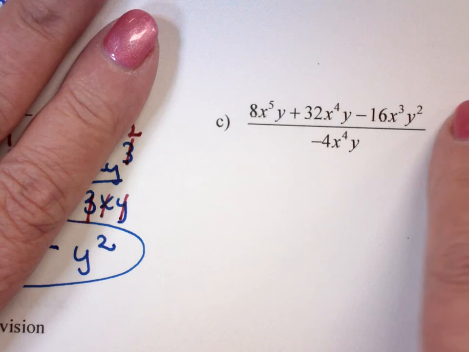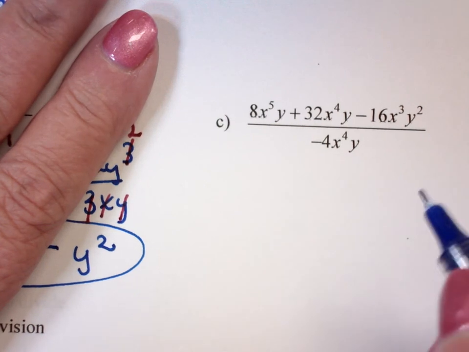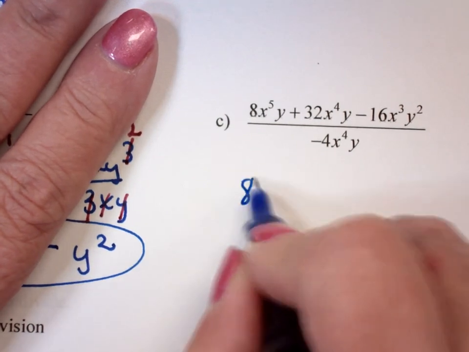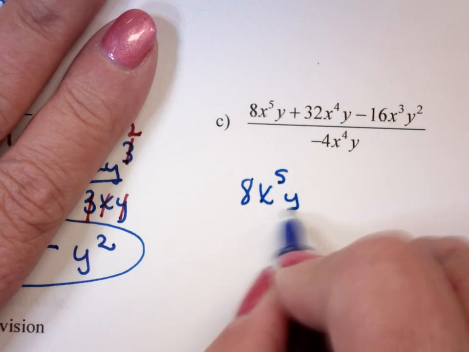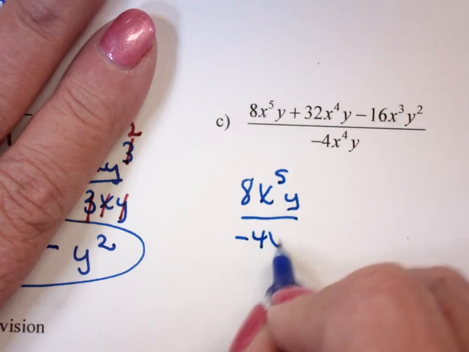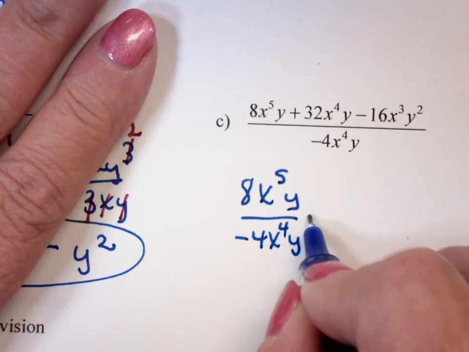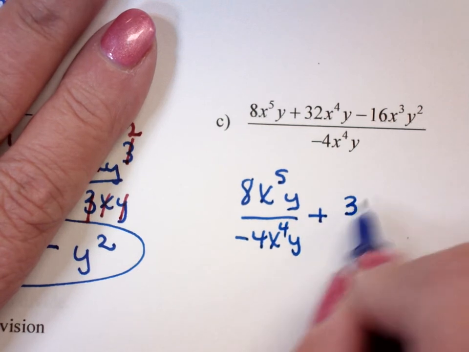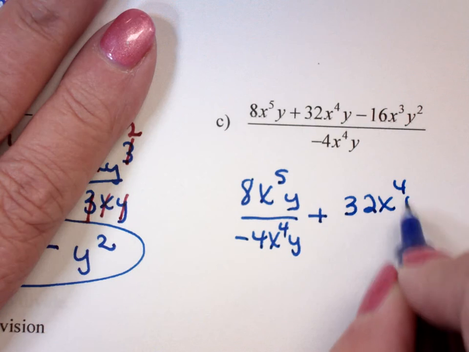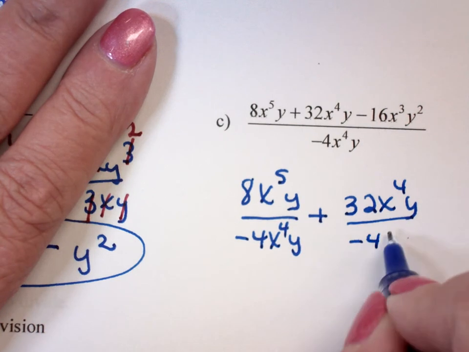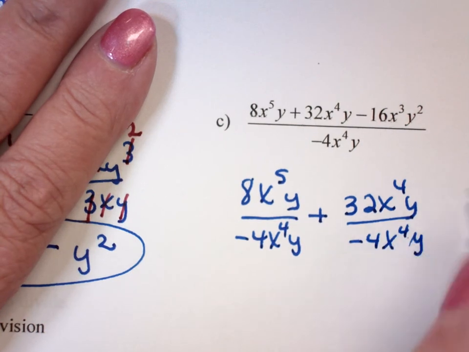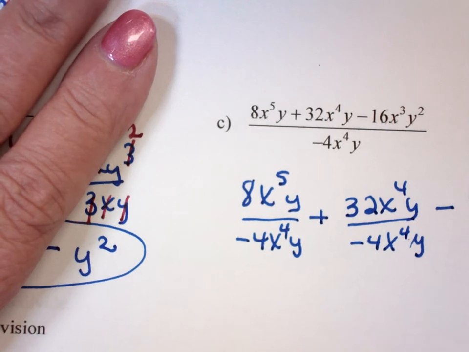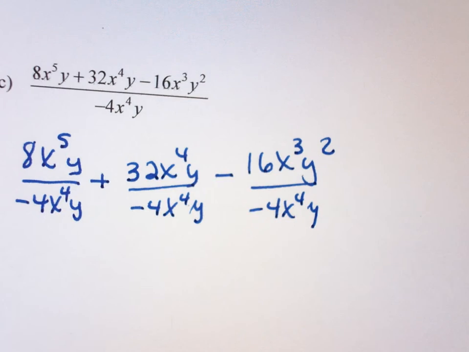I have 3 pieces and a negative 4x to the 4th y, so this is 8x to the 5th y divided by negative 4x to the 4th y plus 32x to the 4th y divided by negative 4x to the 4th y minus 16x cubed y squared divided by negative 4x to the 4th y. Whoops. Sorry about that.